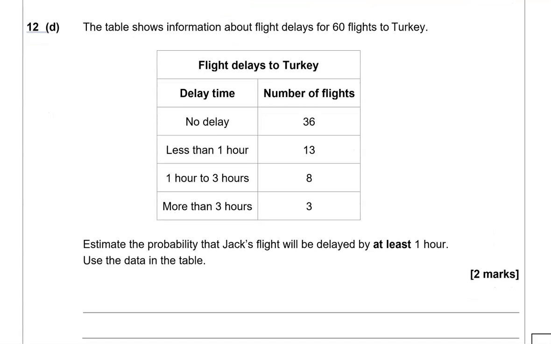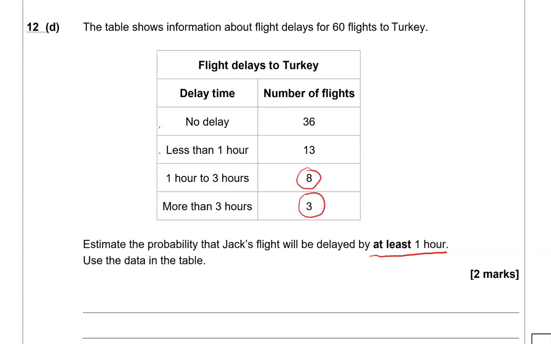The table shows information about flight delays for 60 flights to Turkey. Estimate the probability that Jack's flight will be delayed by at least 1 hour. Use the data in the table. So at least 1 hour, it means 1 hour or longer. And looking at these, this wouldn't be applicable, neither this one. 1 hour to 3 hours, yes, this would be. And more than 3 hours, yes, that would be.